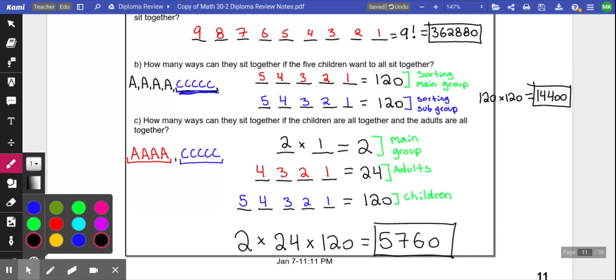I call those grouping restriction questions. They happen all the time, typically with people sitting together.